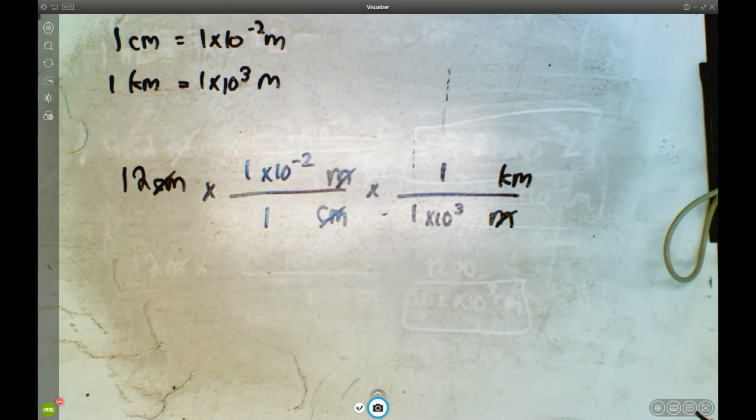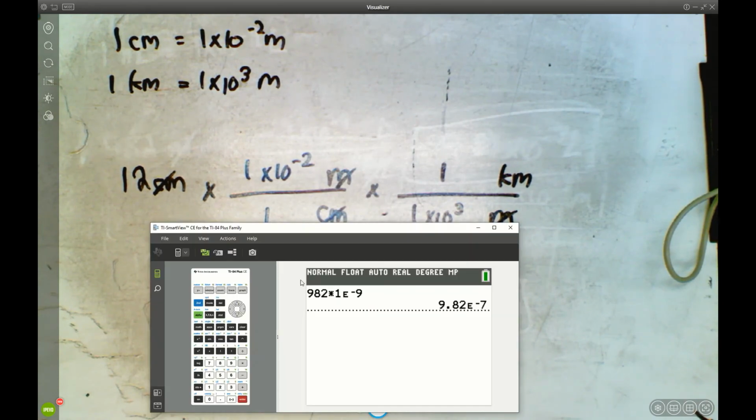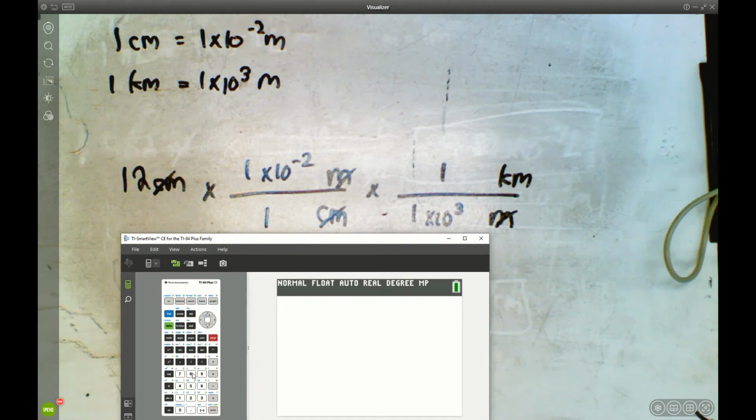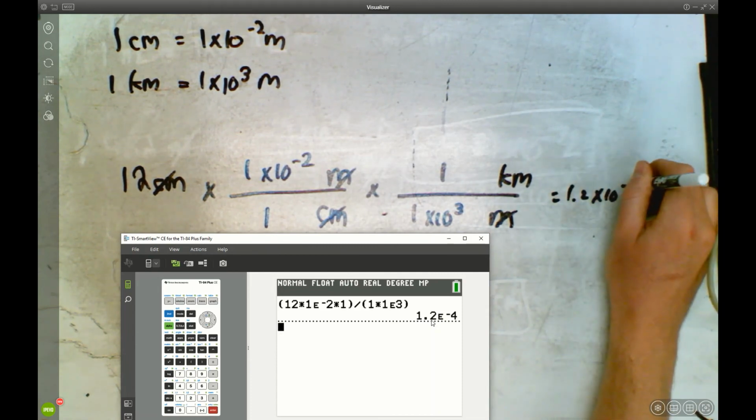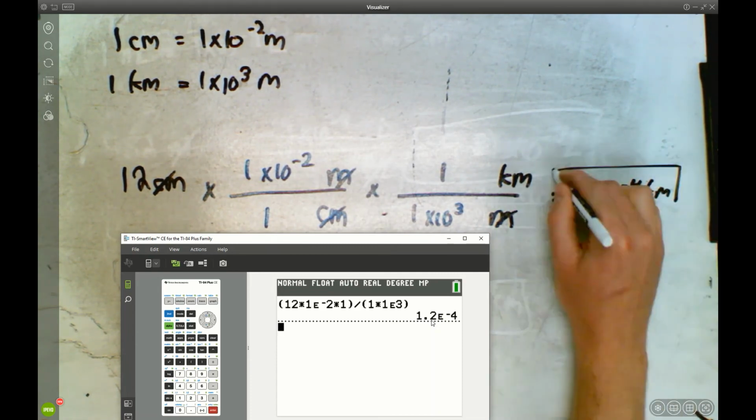So typing this into your calculator, same as before, everything on top in brackets. So I'd go 12 times 1e negative 2 times 1. You can leave the 1 out of there because that's not going to make a difference. Divided by, on the bottom I have 1 times 1e3. Again, you can leave the 1s out there, and I will on the next one. And we get 1.2 times 10 to the negative 4. And our units left over are kilometers.